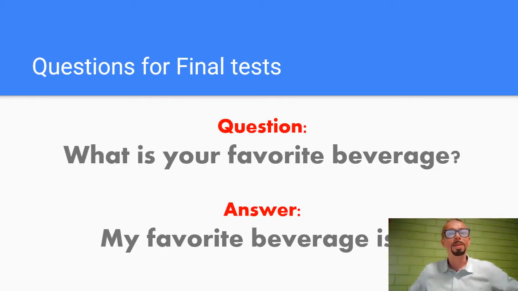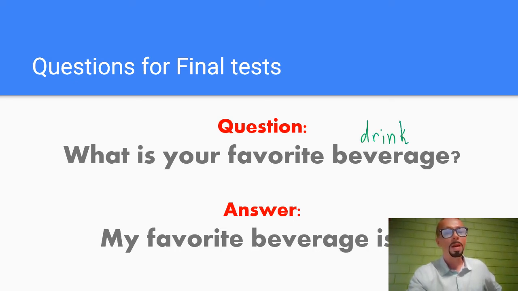The next question is, what's your favorite beverage? What's your favorite beverage or what's your favorite drink? Remember, if you listened to everything in today's class, you know that beverage and drink are the same. So, what's your favorite beverage or what's your favorite drink? This is a question about liquids. So you can answer like this. My favorite beverage is Coke. My favorite beverage is milk. My favorite beverage is water. Anything you like to drink, you can include in this answer.